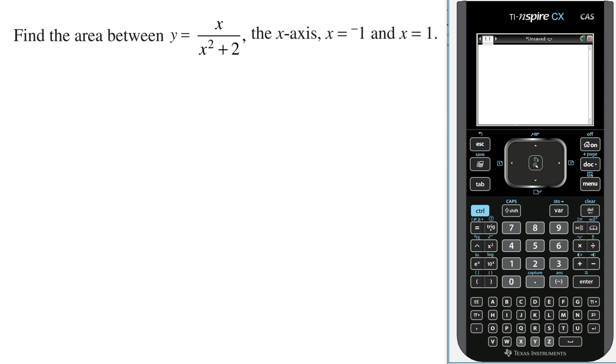Find the area between y equals x on x squared plus 2, the x-axis, x equals minus 1 and x equals 1. To find the required area, it's best to first have a look at the graph of this function to see whether the curve lies above or below the x-axis for this given region. And using the calculator, we can see the graph of this function.